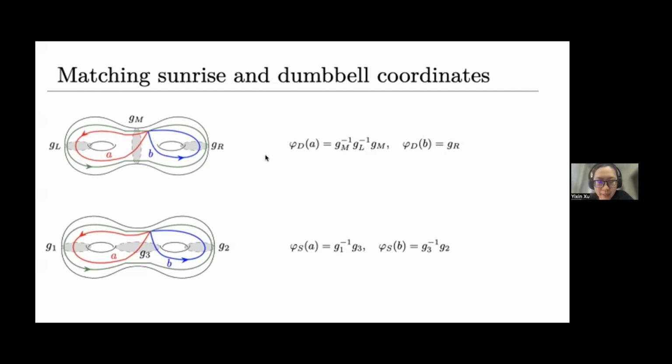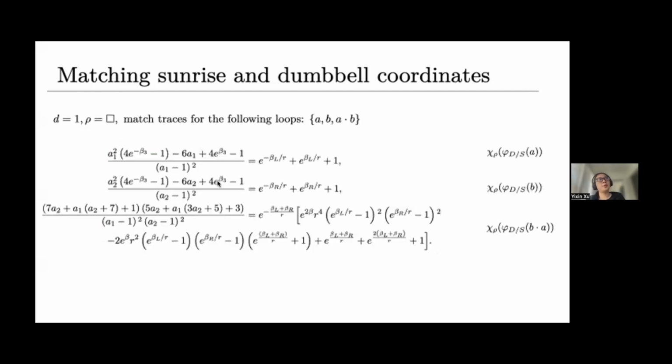And then in the sunrise channel parameterization, this loop A first goes through G1 inverse and it comes back through G3. So phi S will map A to the element G1 inverse G3, and similarly it maps B to G3 inverse G2. And suppose we work in 1D, and we want to match the sunrise coordinates with the dumbbell channel coordinates. What we need to do is to choose a representation. So let's work with a vector representation, compute different products of the matrices, and then basically match the traces.